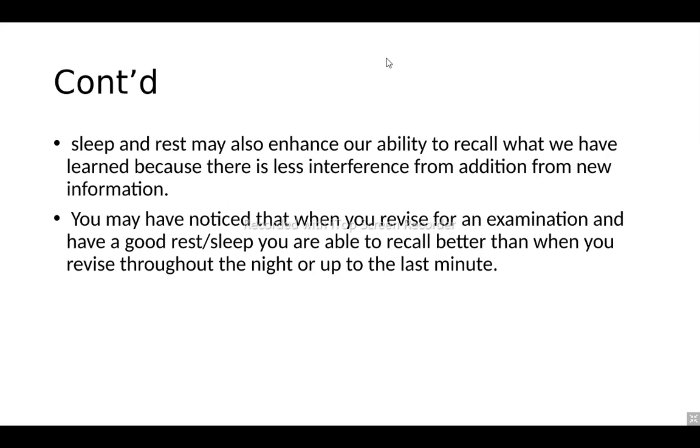So here we are saying, even when you are asleep, and remember we say, a succeeding student does not sleep. A succeeding student, even when walking, your mind is still awake. Even when you are eating, you are not just thinking of the food. You can try to remember some things that you studied in the morning when you are taking your lunch. So we are saying here, sleep and rest enhance our ability to recall what we have learned, because there is less interference from new information.